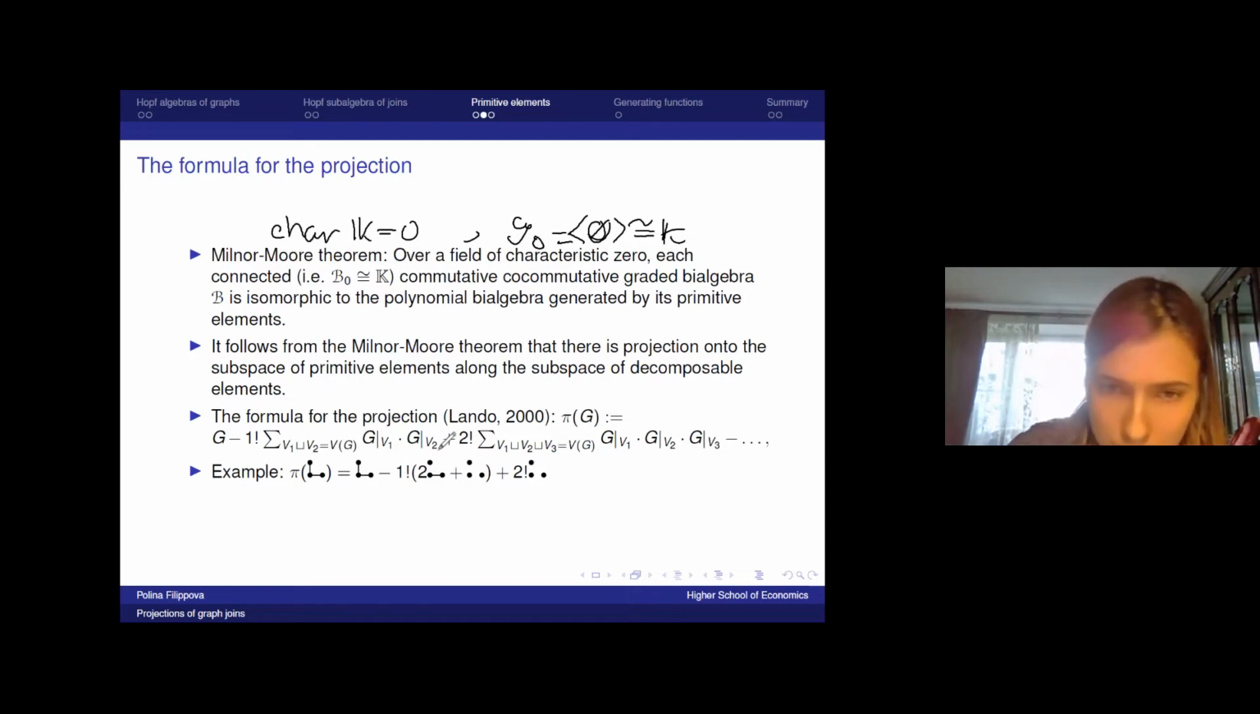Here are the partitions into 2 parts. And here is a partition into 3 parts. So it works like this.